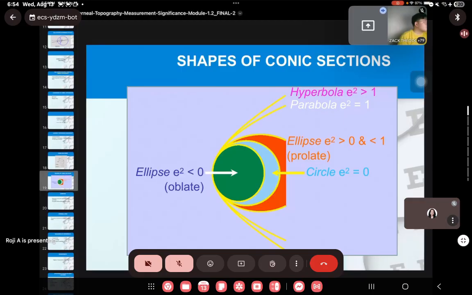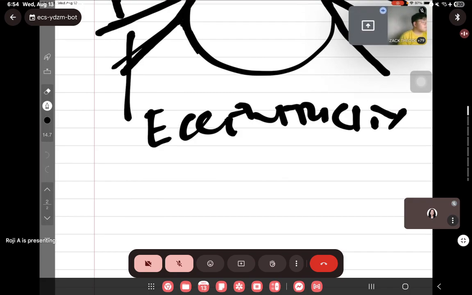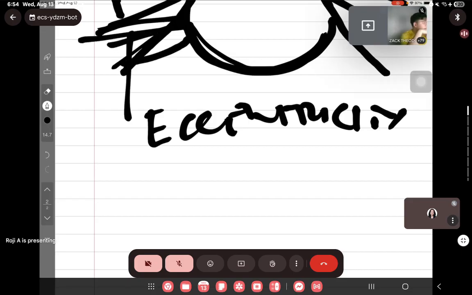So Zach, you would notice the circle. Let's start with the circle again. Circle is equal to 0, correct? Meaning to say, it does not flatten peripherally, correct? But as it flattens, the greater the flattening, of course, the greater the value of eccentricity, correct? Do you understand? Yes, Doc. All right, very good.